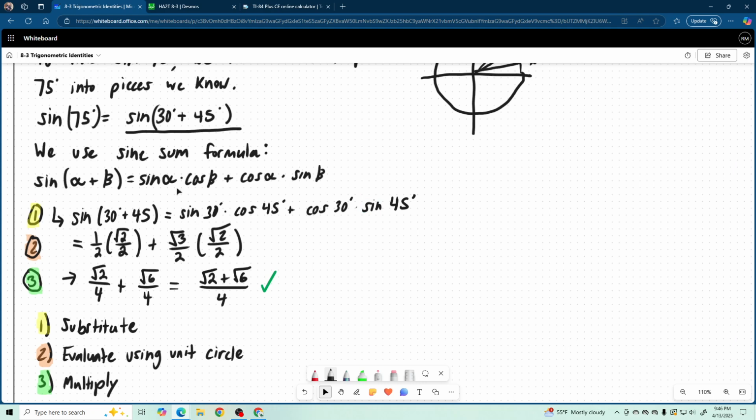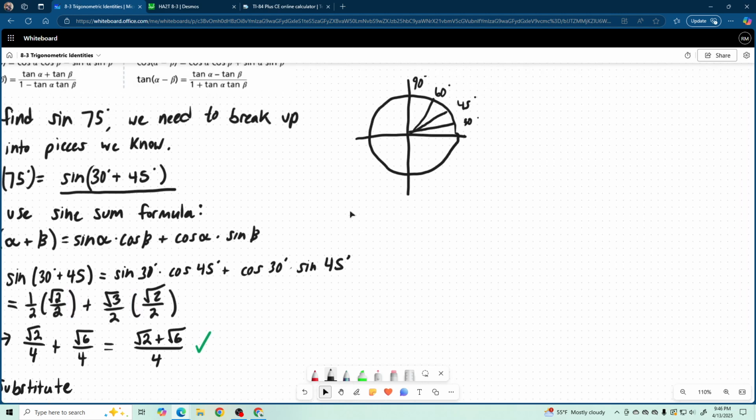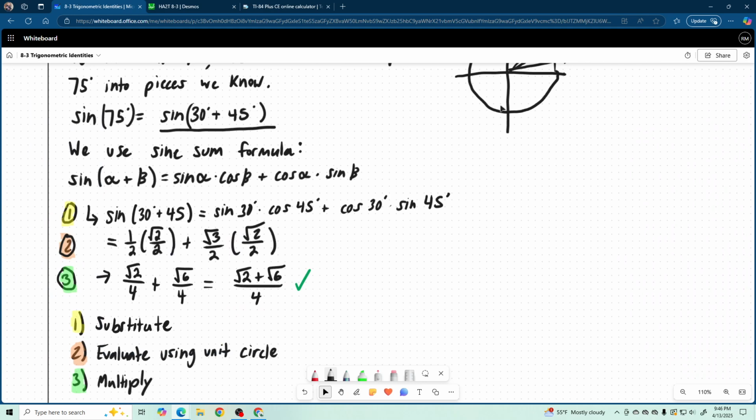And you should recognize all of these terms here, right? Sine of 30 is 1/2. Cosine of 30, square root of 3 over 2. Cosine of 45, square root of 2 over 2. Sine of 45, square root of 2 over 2. So you see how now we can use our reference angles that we have before, or I should say we can use our unit circle as a reference, so that we can find these literal exact values, right?